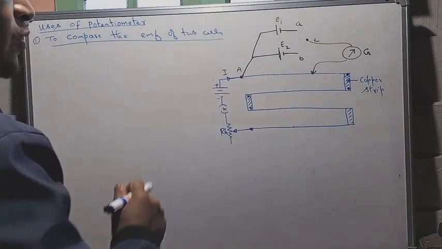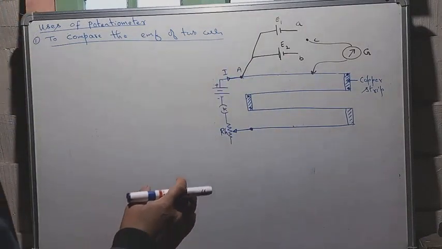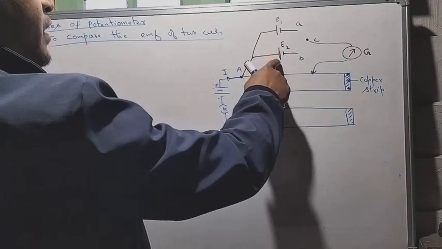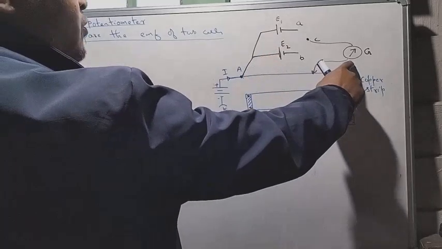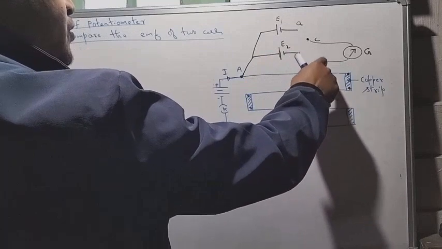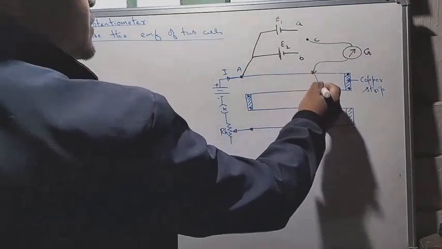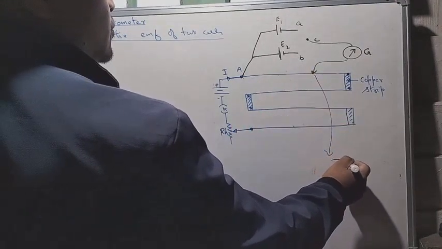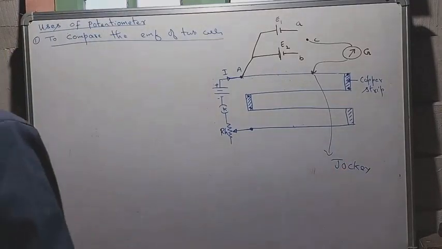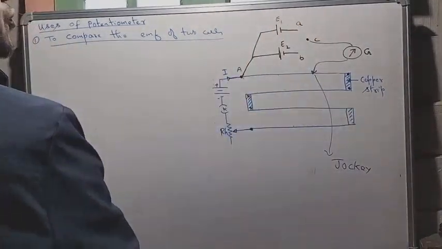Everything is the same as before, the only extra components we have connected here are two cells having EMF E1 and E2, a galvanometer, and this point, which is a touching point that touches the wire. What do we call this point? This is a jockey. This is a two-way key.